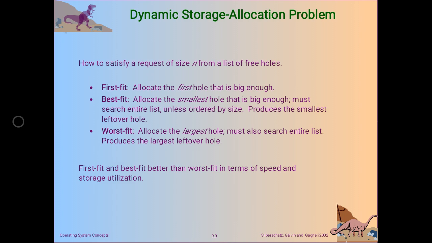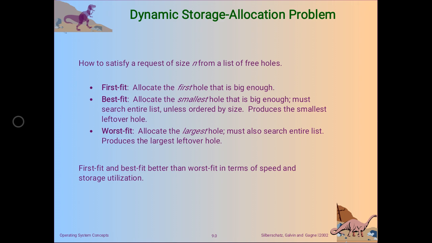Now coming to the problem of satisfying a request of a process of size n from a list of free holes, which is referred to as the dynamic storage allocation problem. There are three different solutions to the problem: the first fit, the best fit, and the worst fit. First fit allocates the first hole that is big enough. Best fit allocates the smallest hole that is big enough to accommodate the process. The leftover hole is the smallest, and hence this method is called best fit. Worst fit allocates the largest hole. This method produces the largest leftover hole.